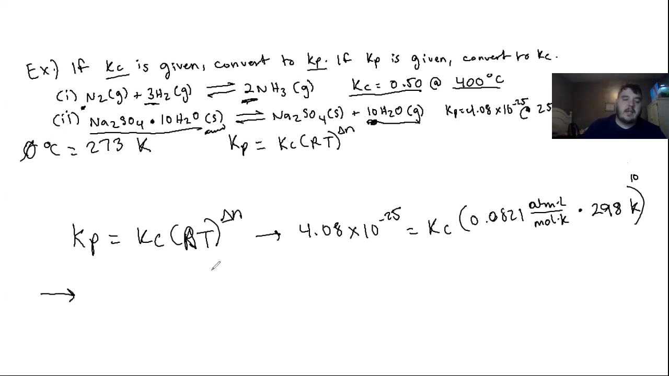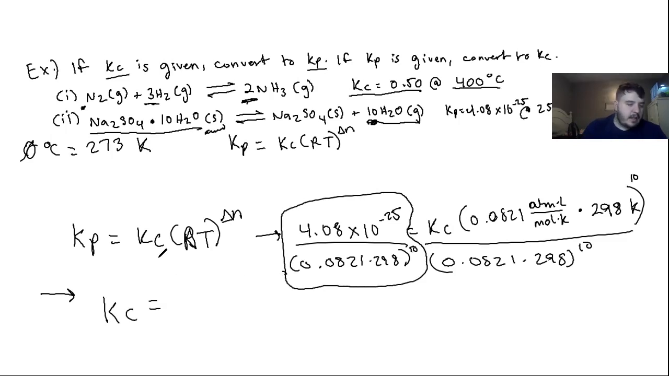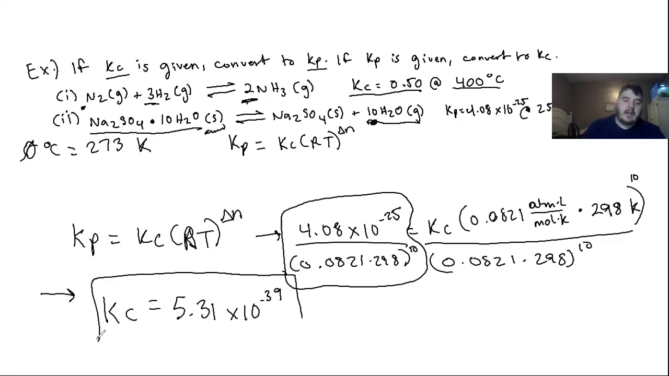So by solving for Kc, I can divide both sides by this value here. And in doing so, I'll be able to solve for Kc. All right, so Kc is going to equal this value here. And what I managed to get out of that is 5.31 times 10 to the -39. And again, it's unitless. So this is my equilibrium constant for this reaction when it goes back and forth. This is the equilibrium constant that is in terms of concentration.